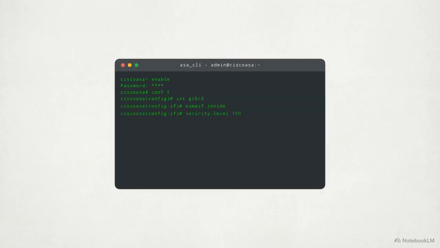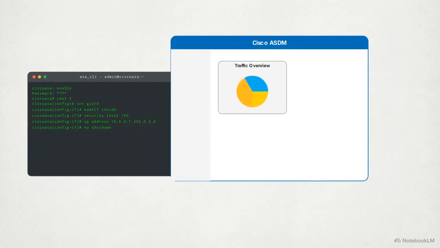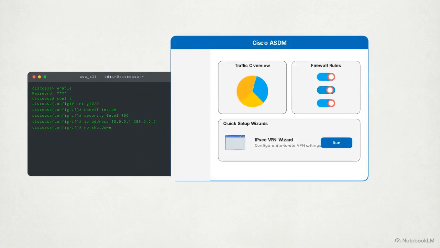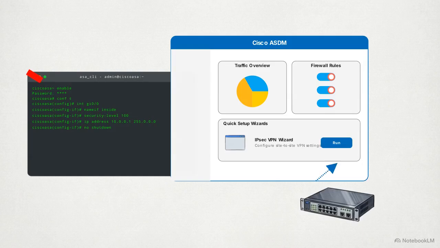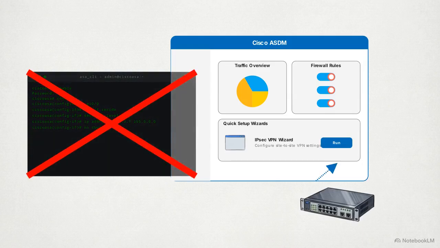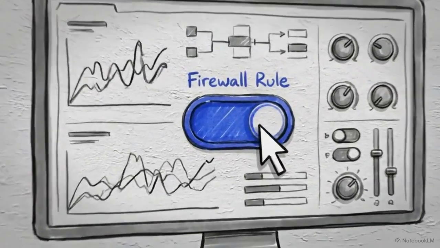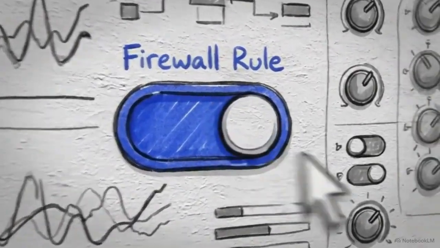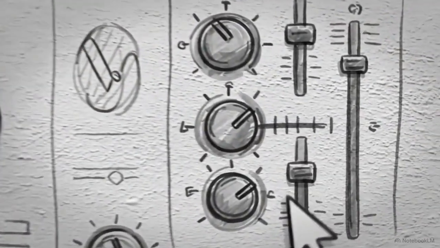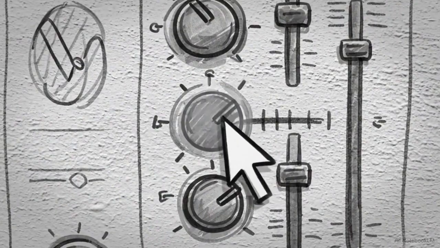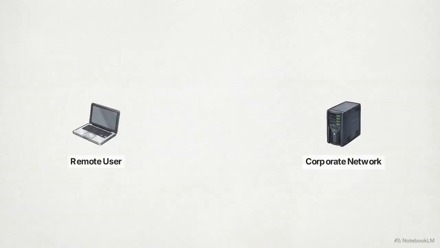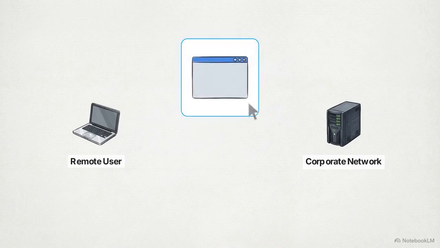ASDM is a graphical user interface engineered specifically to configure, monitor, and manage Cisco ASA devices without requiring deep CLI expertise. It provides engineers with a visual dashboard for real-time monitoring of network health and offers a simplified method for configuring complex firewall rules. Setting up secure cryptographic tunnels is a demanding process. ASDM utilizes a built-in VPN setup wizard to streamline these deployments.